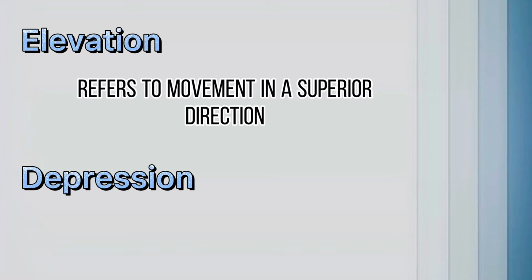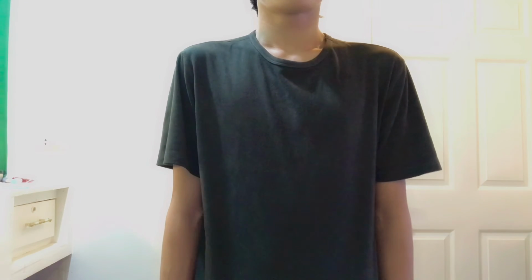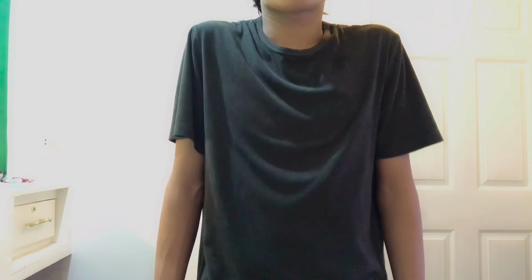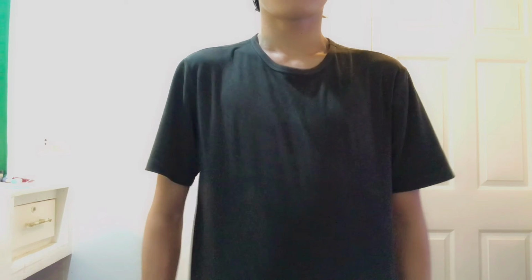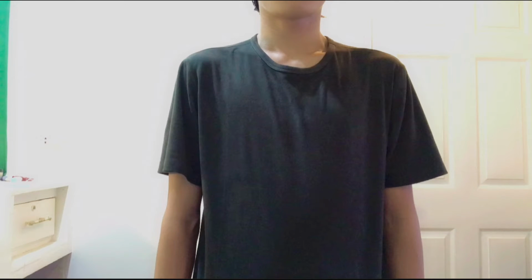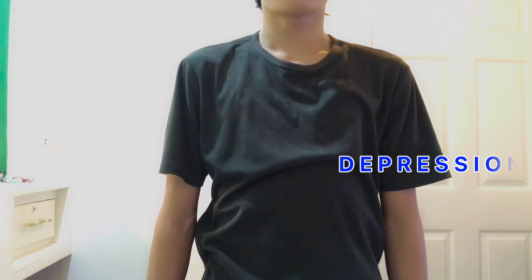And for the next set, we have elevation and depression. Elevation refers to movement in a superior direction. Depression refers to movement in an inferior direction. So here's how we're going to properly execute the elevation and depression movement. As you can see, elevation is when we shrug our shoulders, while depression is bringing them back to their original position. So once again, elevation and depression.